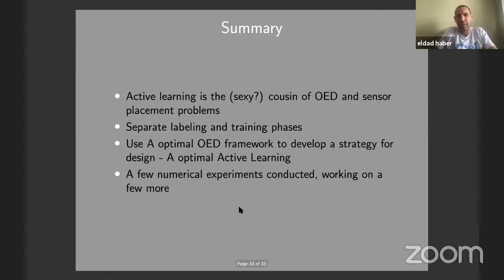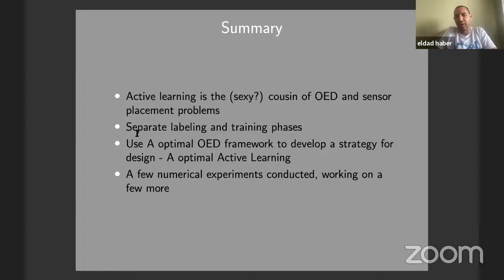Okay. So I want to summarize. Active learning is the sexy cousin of optimal experimental design. Like everything in machine learning, optimal experimental design has been known for many, many years, with books and papers on this for many problems. For some reason, active learning and optimal experimental design did not really talk to each other much in the literature, but it's really the same problem with maybe a slightly different set of assumptions.